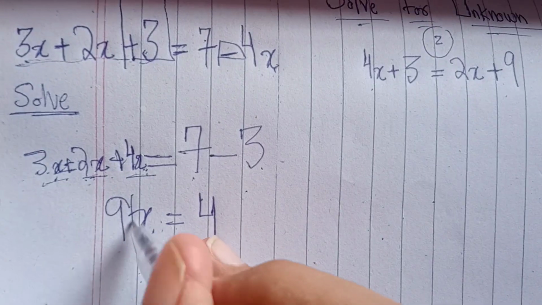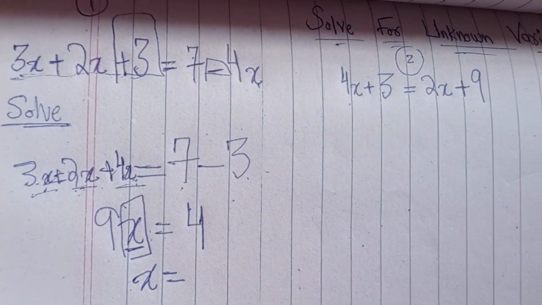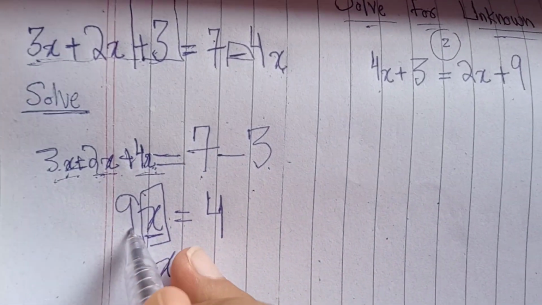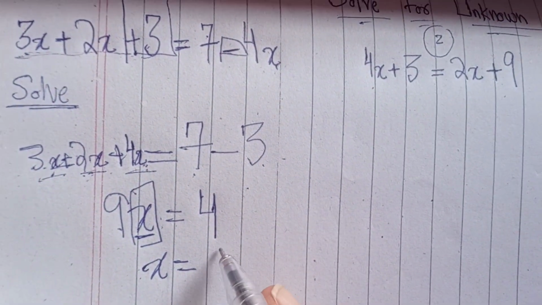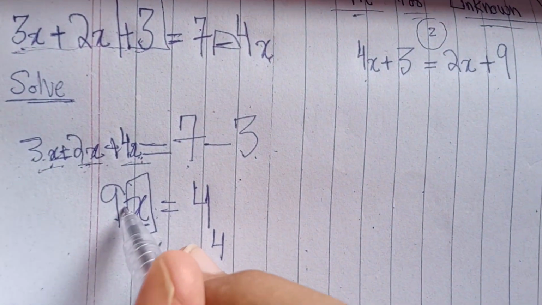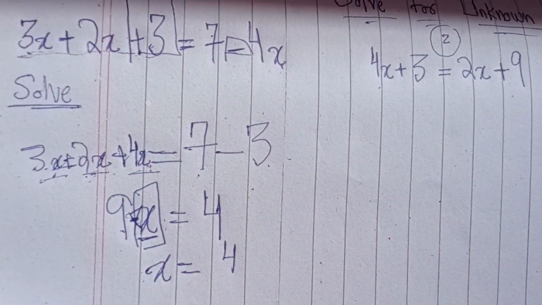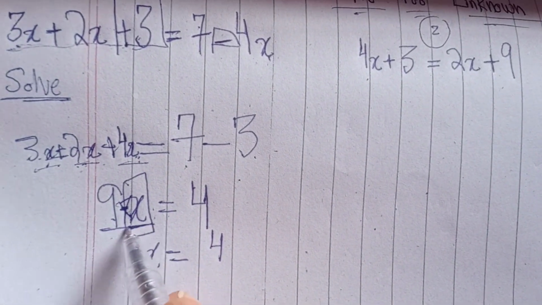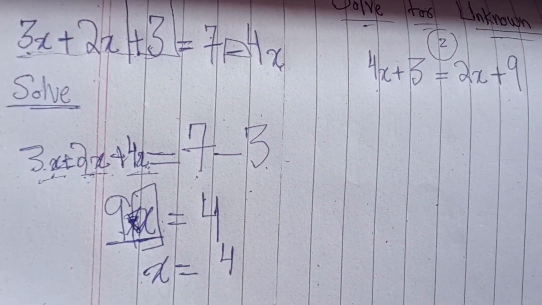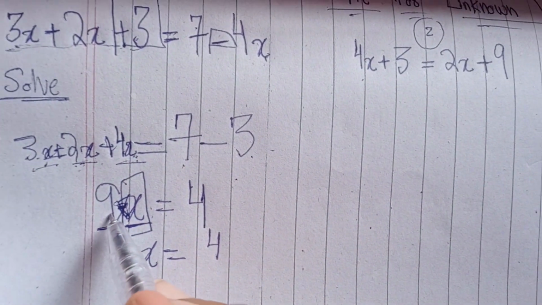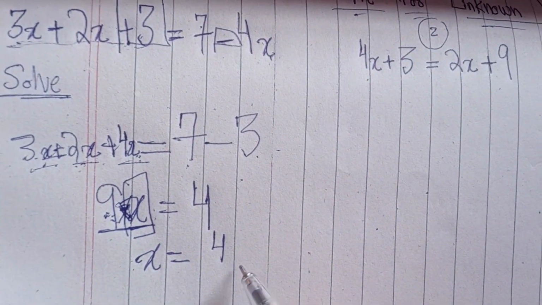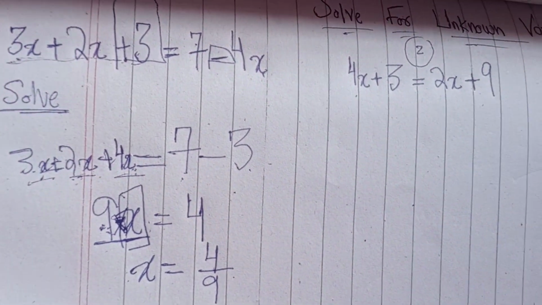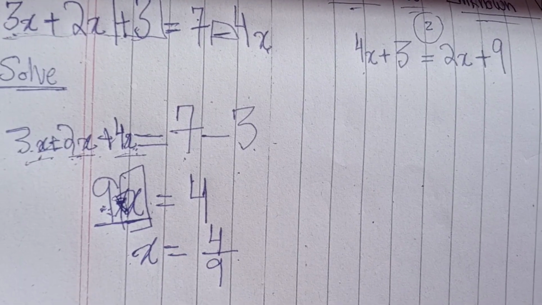I have to estimate the variable x, so I move the 9 to the other side. As there is no sign between x and 9, it means they are being multiplied. So we move the 9 to the right hand side. Once we move it, it becomes a division on the right hand side.